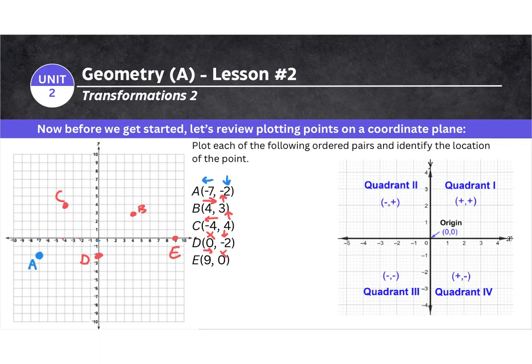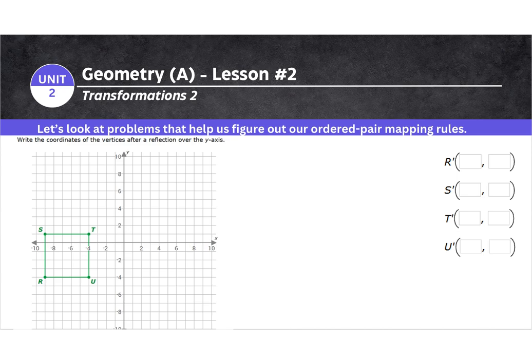Now that we remember how to plot points, let's get after it in terms of transformation. So today you are going to be given pre-images. A pre-image is a beginning image, and you're going to use that image to create a new image. Now, the directions say, write the coordinates of the vertices after a reflection over the y-axis.